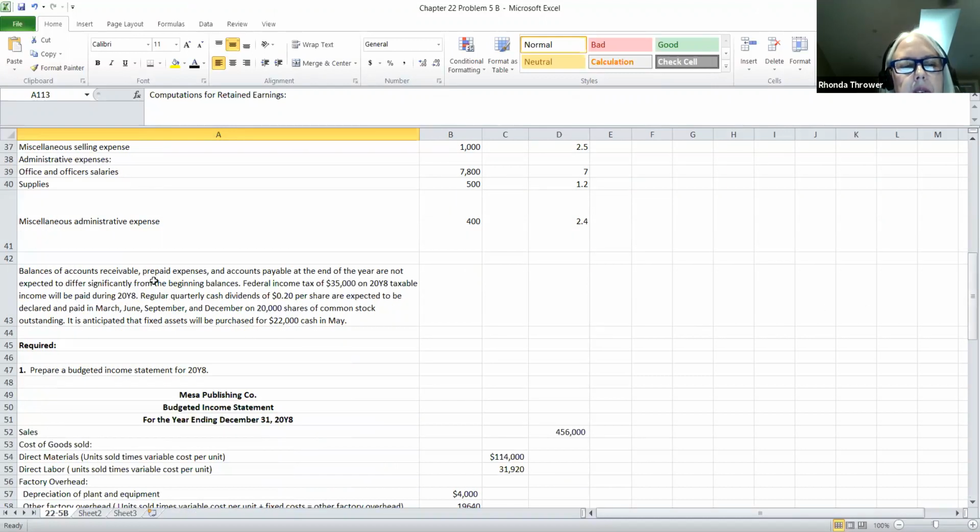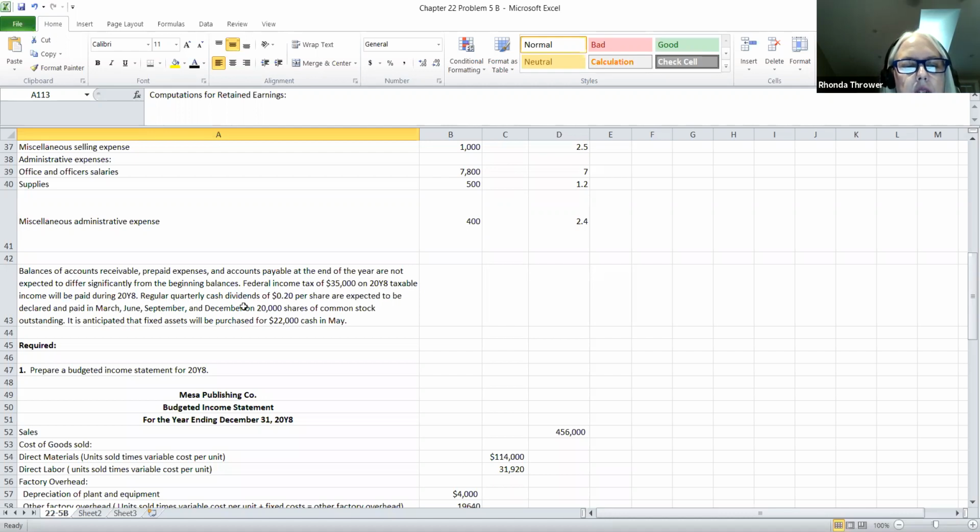The balances of accounts receivable, prepaid expenses, and accounts payable at the end of the year are not expected to differ significantly from the beginning balances. The federal income tax of $35,000 on 2008 taxable income will be paid during 2008.